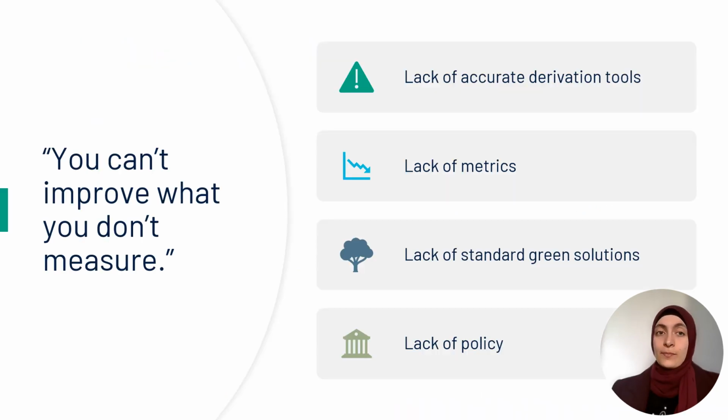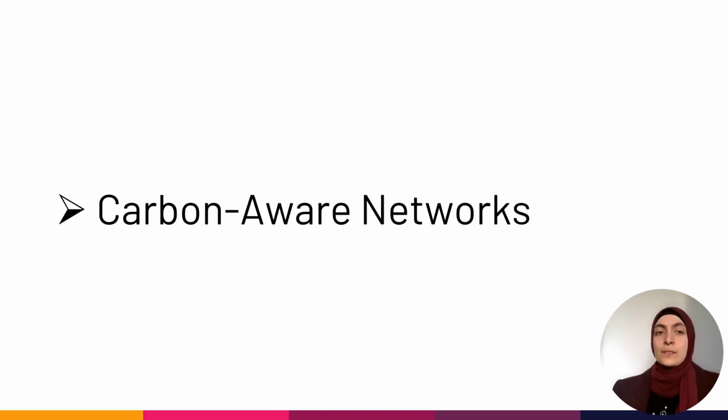Now, we might have heard of estimates of the carbon footprint of the internet, some overestimates and some underestimates. But the main problem is that we can't improve what we don't measure. The main problem is the lack of accurate derivation tools, the lack of metrics, the lack of standard green solutions, as well as the lack of policy to enforce internet service providers to reduce their carbon emissions.